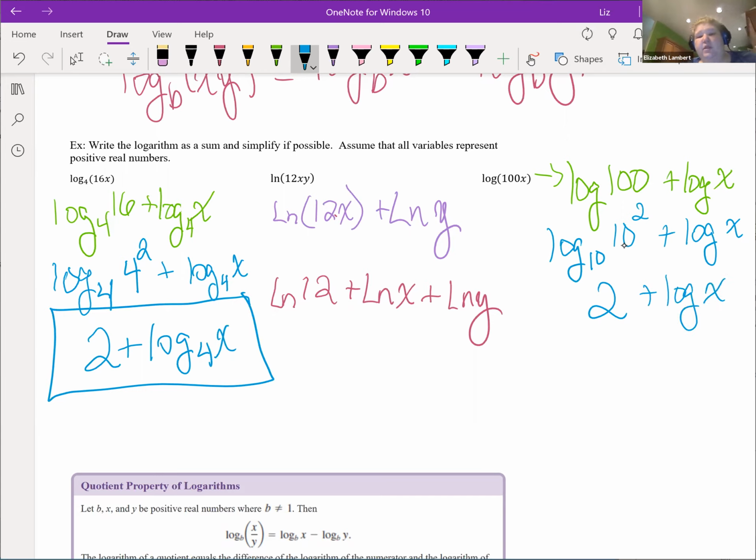All right. So there's how those three shake out. I'm going to cut this here, and then I will talk about the quotient property in the next one.